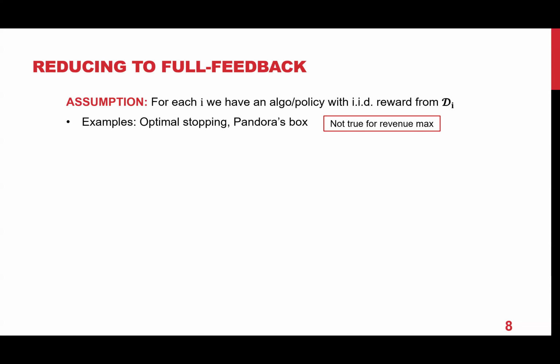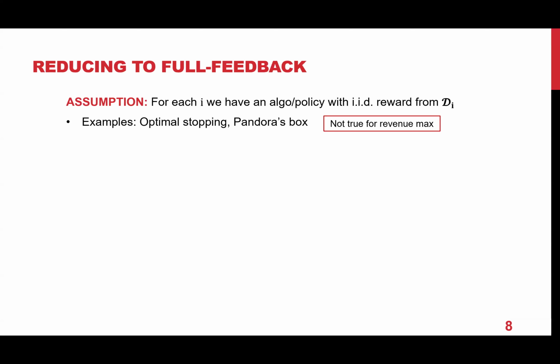So for each i, the assumption I'm making is that you have a stochastic problem where you can get an IID, unbiased sample from this ith distribution. So this is not true for every problem. For instance, like the revenue maximization problem, where I was trying to sell the carrot, there I cannot get an unbiased estimate. I cannot get a sample from the distribution of the money. So it's not true for every problem, but for a large class of problems, this is true. Like for Pandora's box, optimal stopping, and many others, this assumption is true.